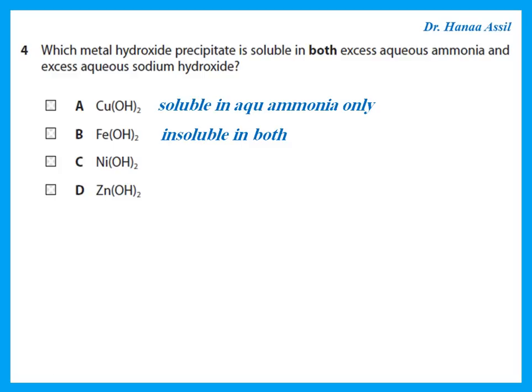Now, what about the nickel? The nickel ions, when we put aqueous ammonia, it would form a precipitate that is soluble, but with aqueous sodium hydroxide, the precipitate would not dissolve. He wants something in which the precipitate will dissolve in both. Well, zinc precipitate dissolves in both. Remember, if we add aqueous ammonia to zinc ions, it forms white precipitate, soluble in excess, giving colorless solution, and the same with sodium hydroxide.